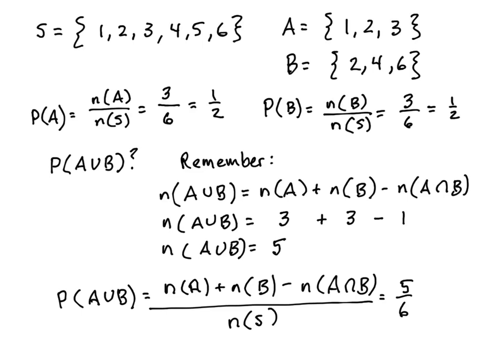So if we look at the complement of that, what if it's not in either set? We know that that's going to be 1/6. That would turn out to be just the number 5. The number 5 is not in either of the sets, and so 1 out of 6 times would be the complement of A union B.